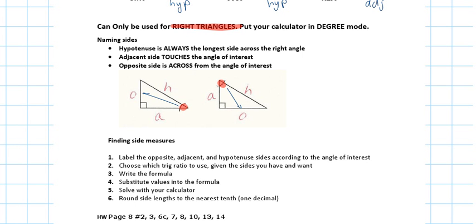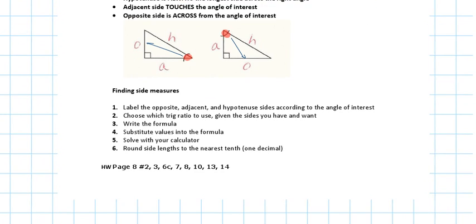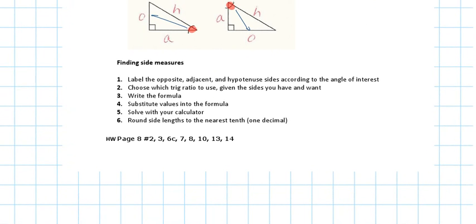All right. So these are the steps that you need to follow in order to be able to solve. First step, you're going to label the opposite, adjacent, and hypotenuse sides according to the angle of interest. You're going to choose which trig ratio to use given the sides you have and want. Write the formula, substitute the values into the formula, solve with your calculator, round side length to the nearest tenth or to 1 decimal place. Okay? I don't need to tell you that. You don't need to ask me that question. All sides have to be rounded to 1 decimal place. Okay?